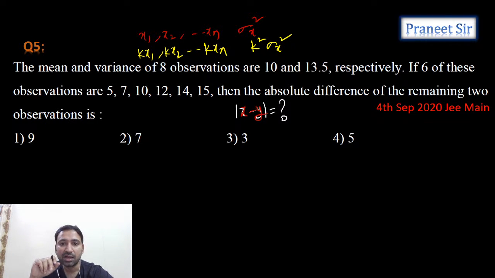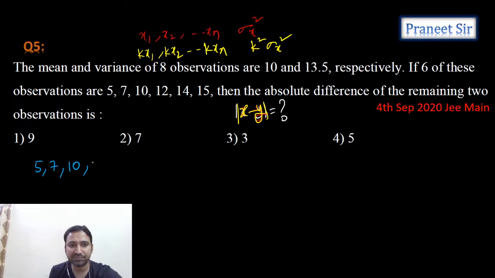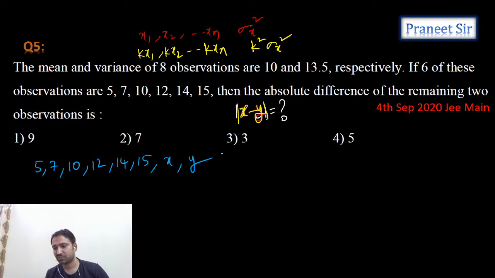Right. So we need to calculate mod x minus y. Take the remaining 2 observations as x and y, guys. So take the total 8 observations as 5, 7, 10, 12, 14, 15 and the remaining 2 observations you can take as x and y. And now what he is giving is mean. Total 8 observations mean he gave. Mean is equal to 10.